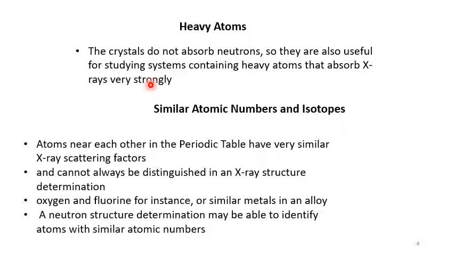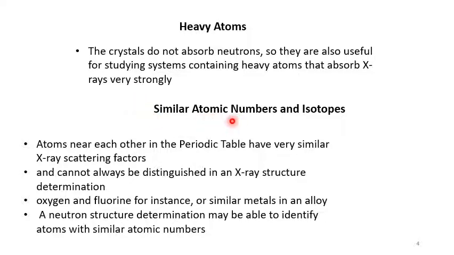Some heavy atoms will not scatter X-rays, so those heavy atoms cannot be studied by X-ray diffraction analysis. So they will be studied by neutron diffraction analysis, because neutrons are not absorbed by the crystals. So it is useful for studying systems containing heavy atoms, because heavy atoms absorb X-rays very strongly, and X-rays will be very little scattered from the heavy atom.